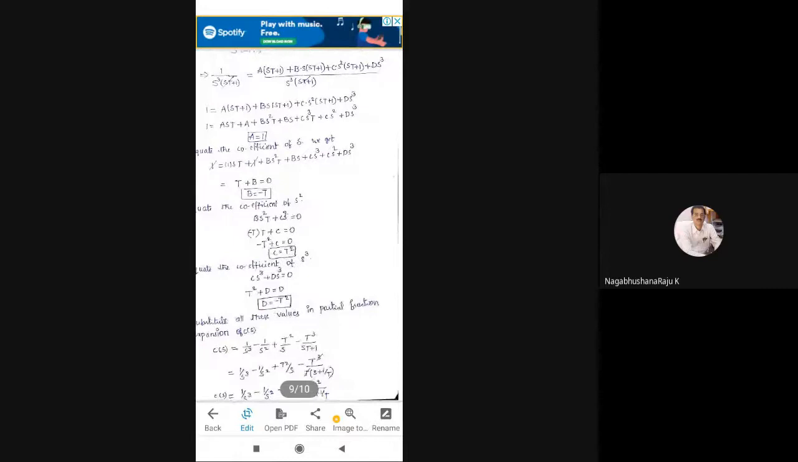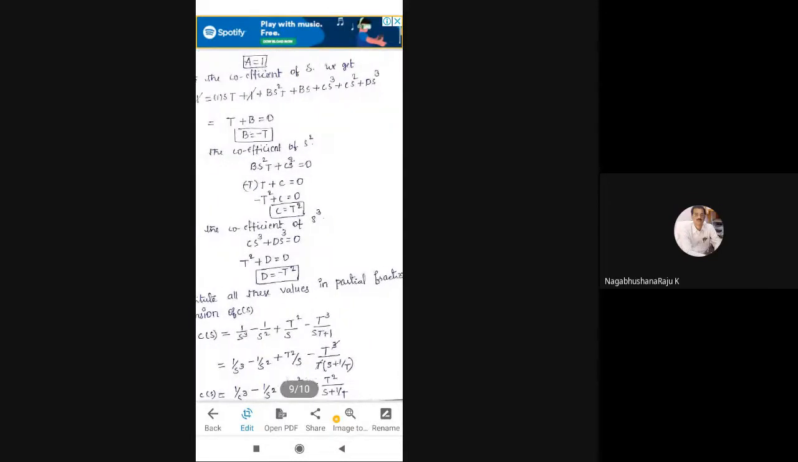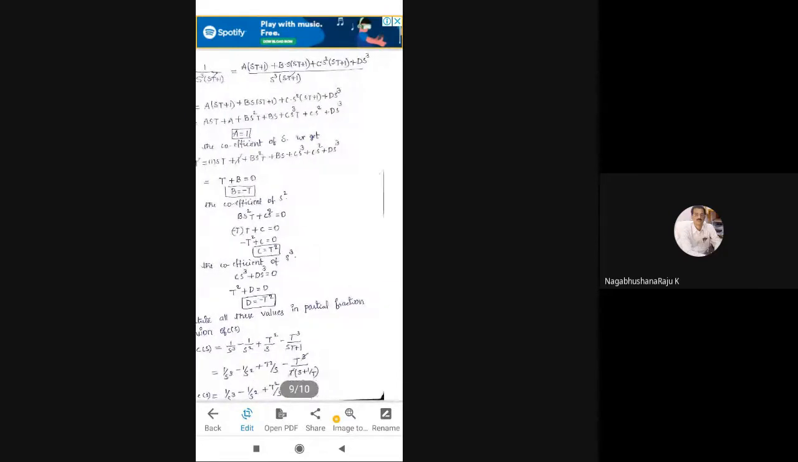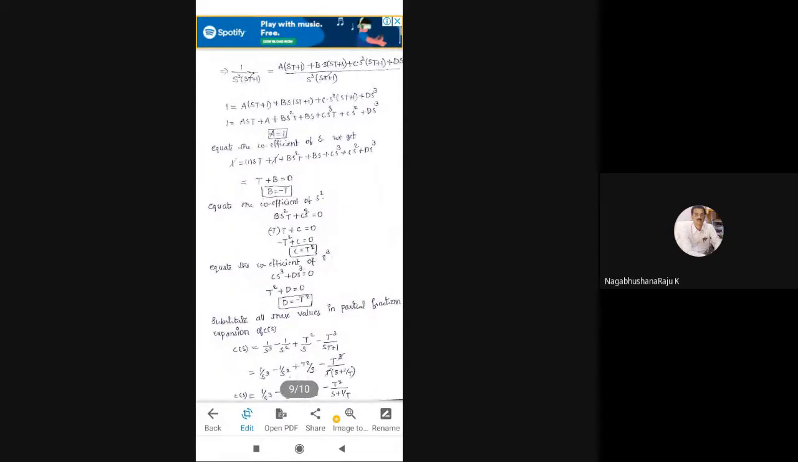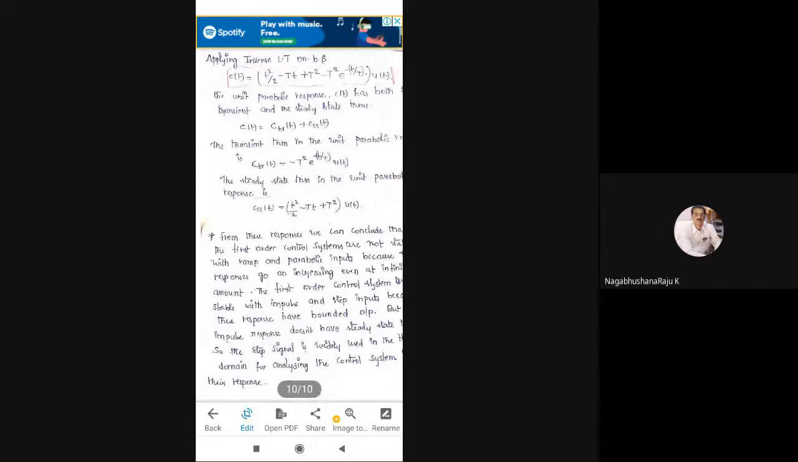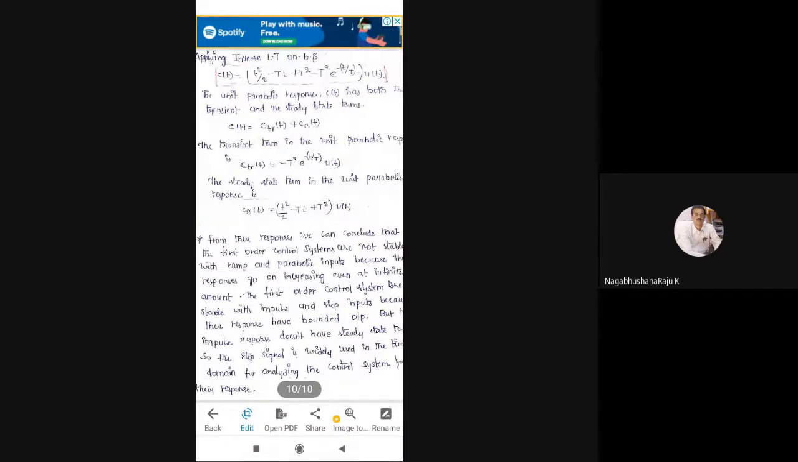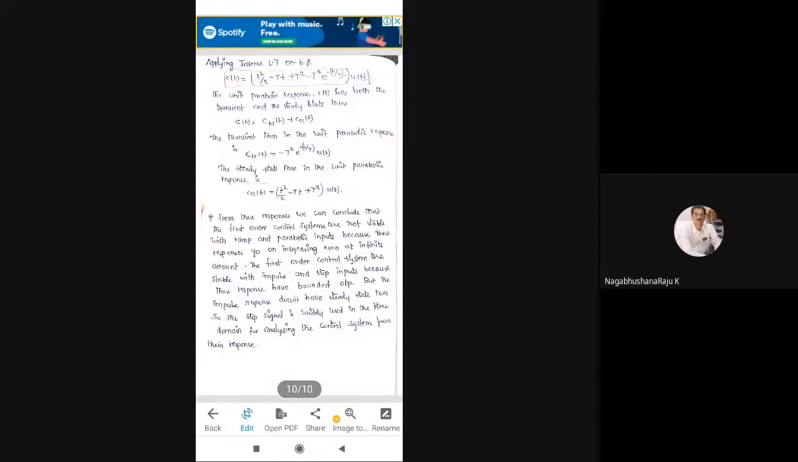Now, in this, taking T as common in the last term and cancelling, we get 1/s³ - T/s² + T²/s - T²/(s + 1/T). And finally, apply the inverse Laplace transformation on both sides. We get c(t) = (t²/2 - Tt + T² - T² e^(-t/T)) u(t).